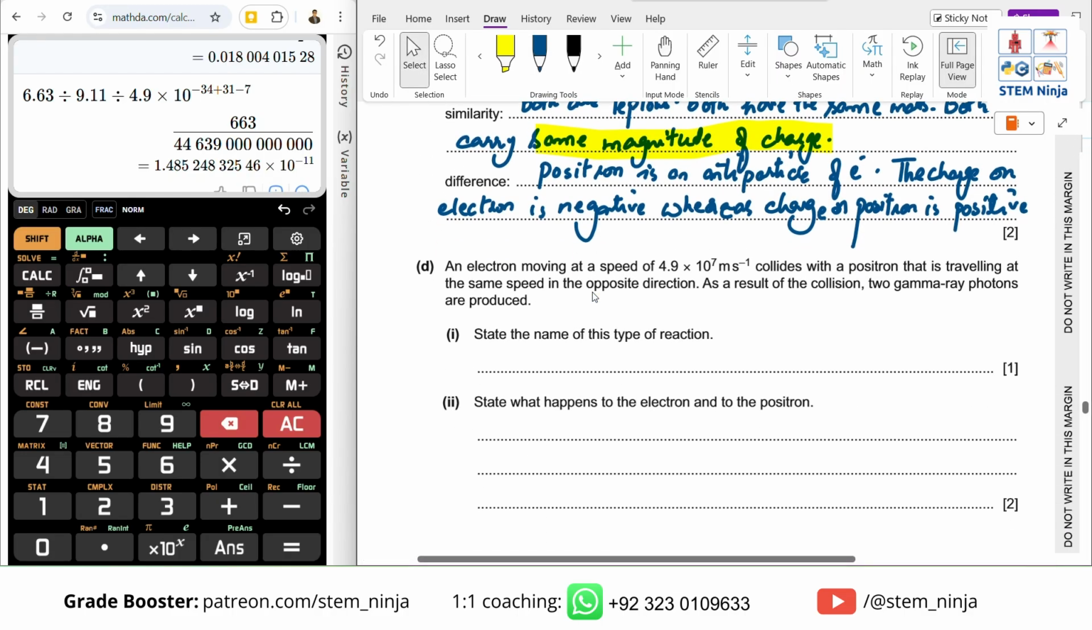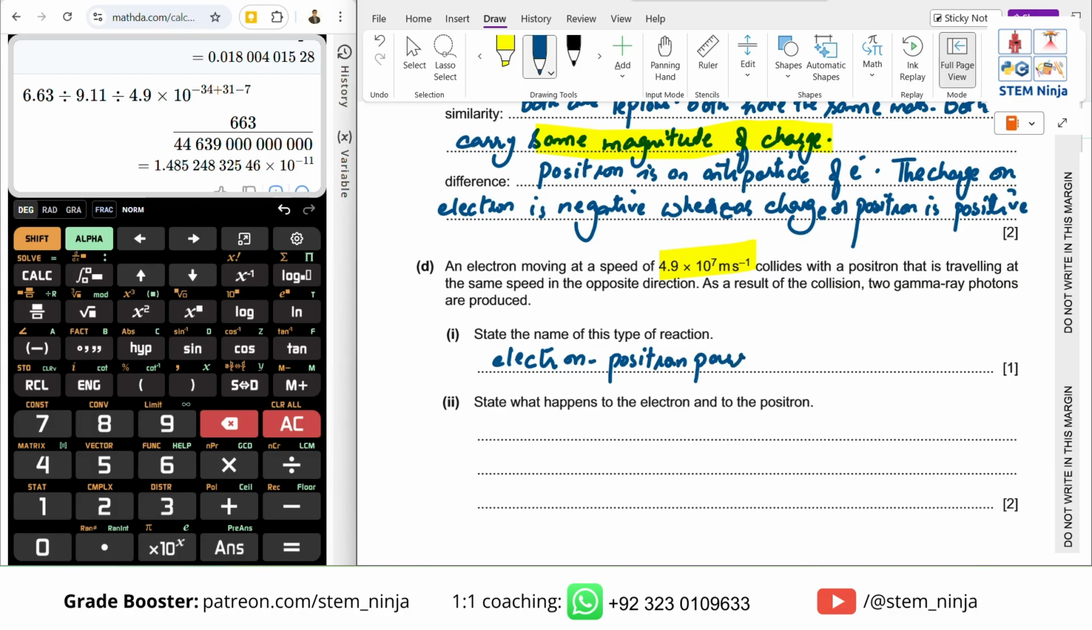Okay. An electron moving at a speed of 4.9 × 10^7 collides with a positron that is traveling at the same speed in the opposite direction. As a result of that collision, two gamma ray photons are produced. State the name of this type of reaction. So this is basically electron-positron pair annihilation.